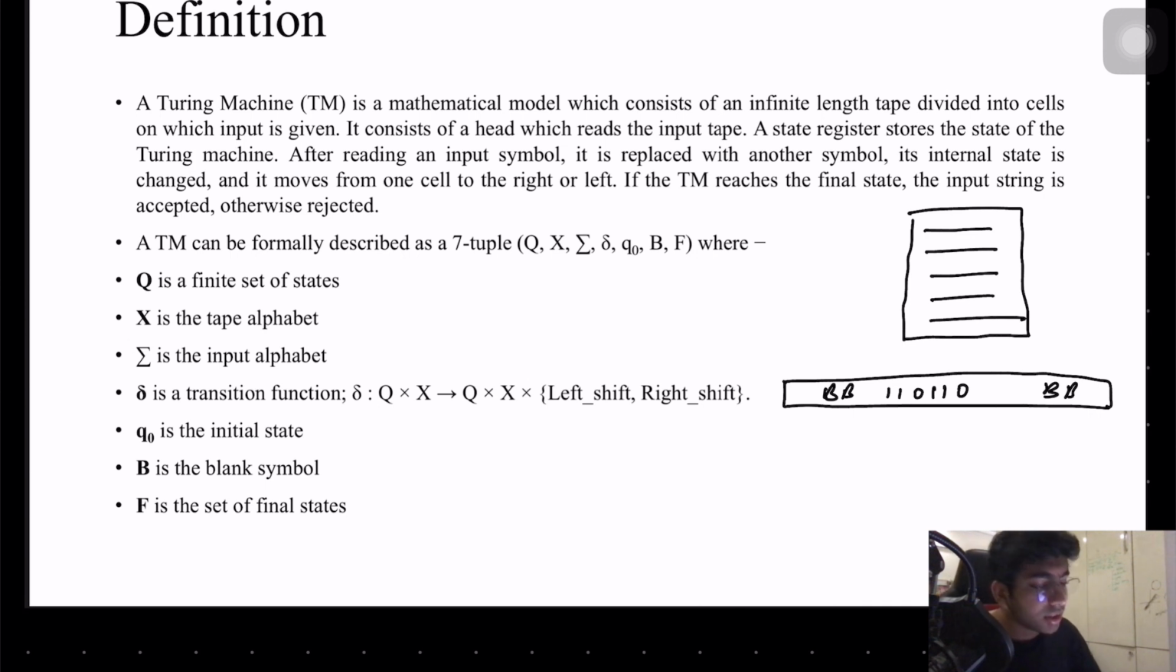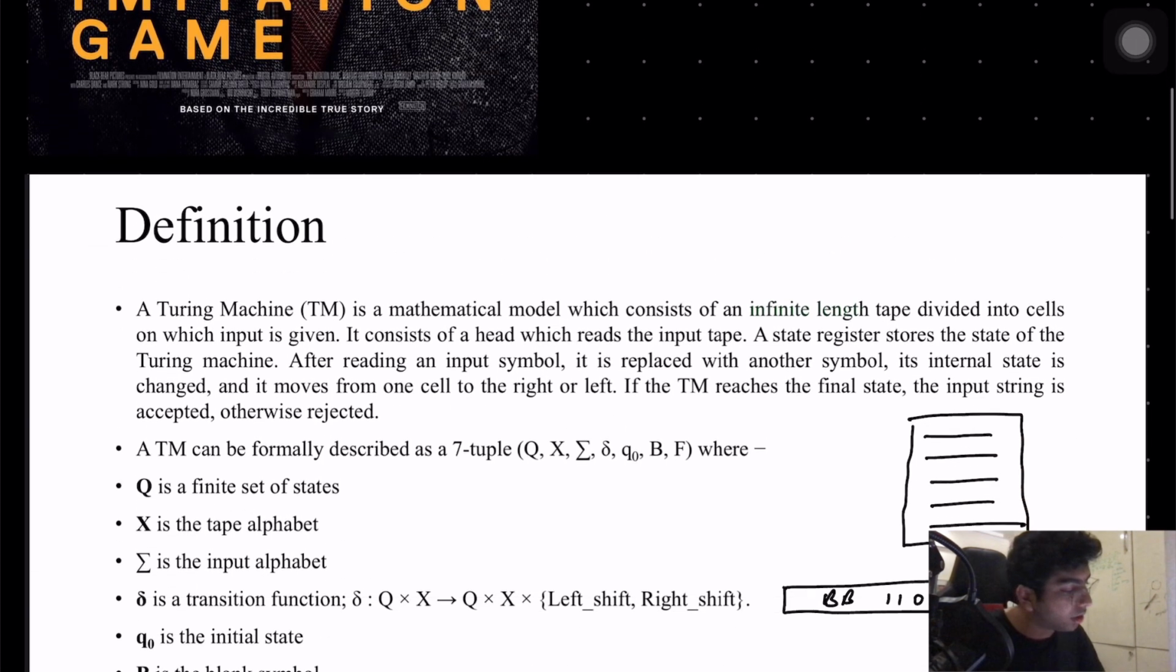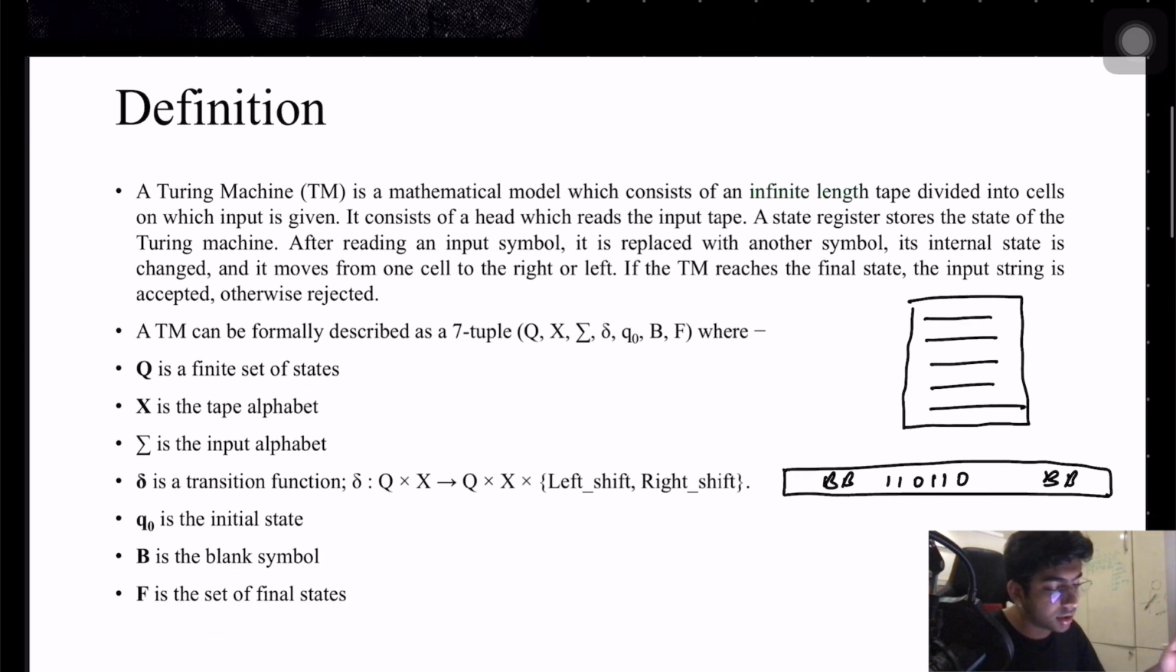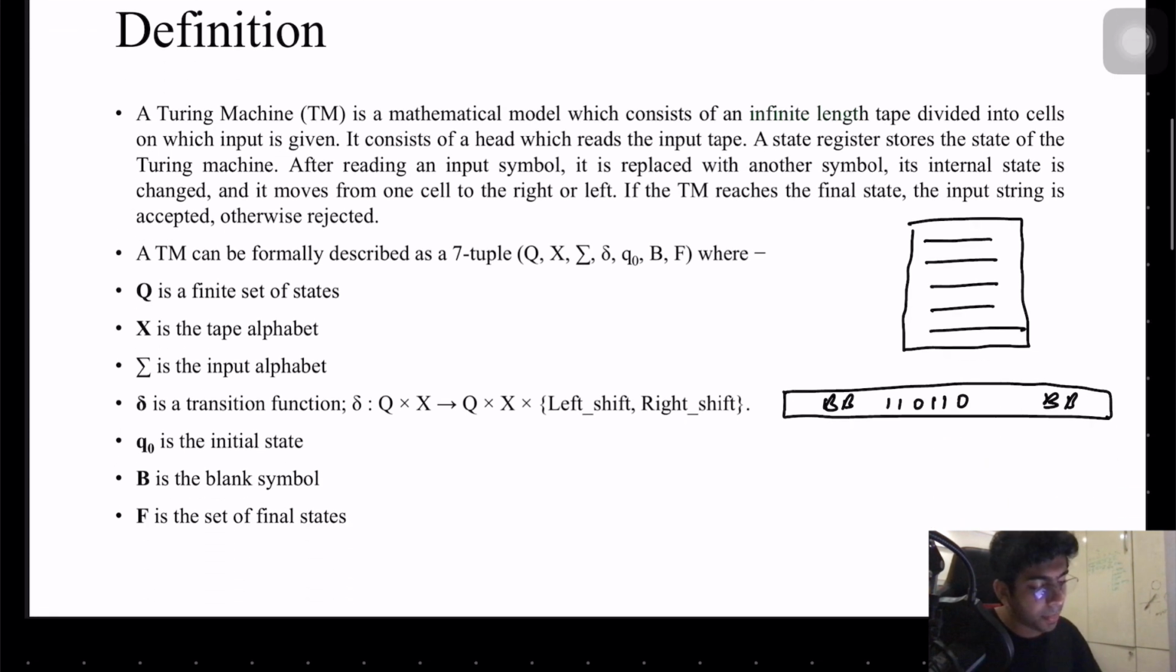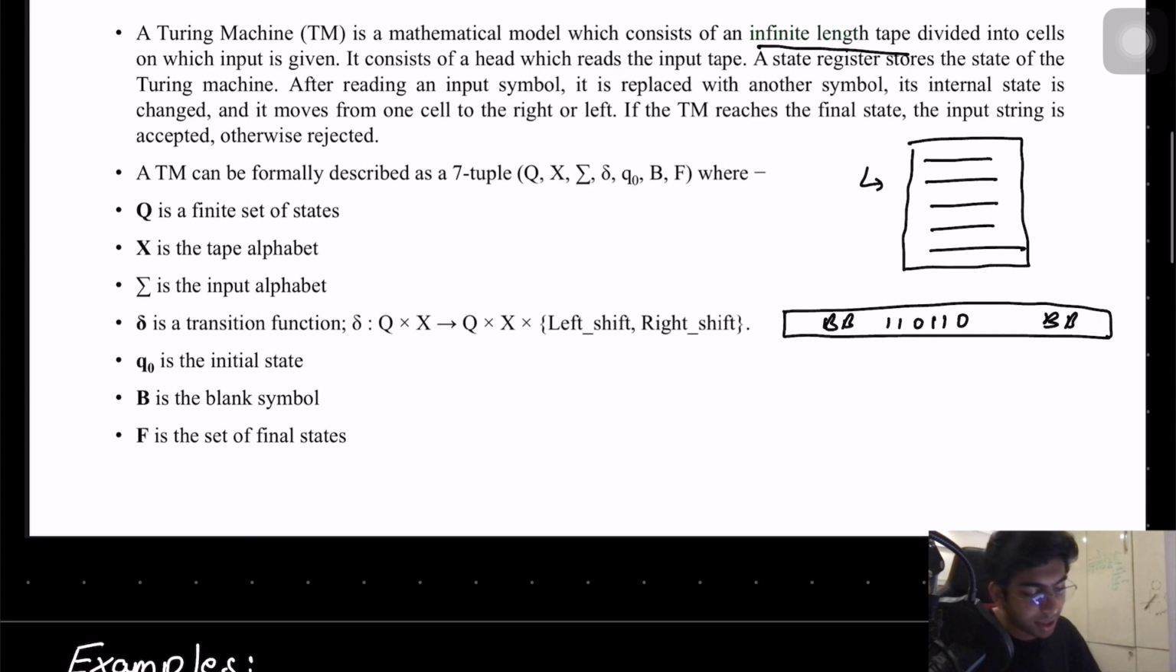So let's go through the definition of a Turing machine. A Turing machine is a mathematical model which represents an infinite length tape divided into cells, based on which input is given. It consists of the head, which reads the input tape. As we discussed, this piece of paper is now an infinite length tape, and this tape has cells which represent the input. As I drew a tape over here, it has cells B, 1, 0, 1. And how does the computer know where it is? We have a head which reads the input tape.